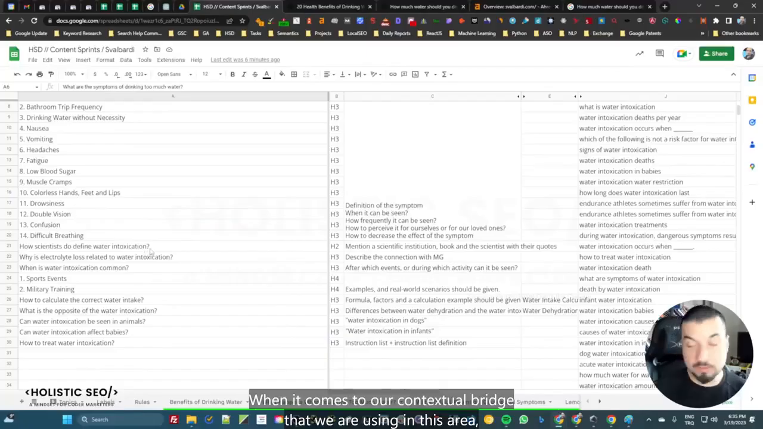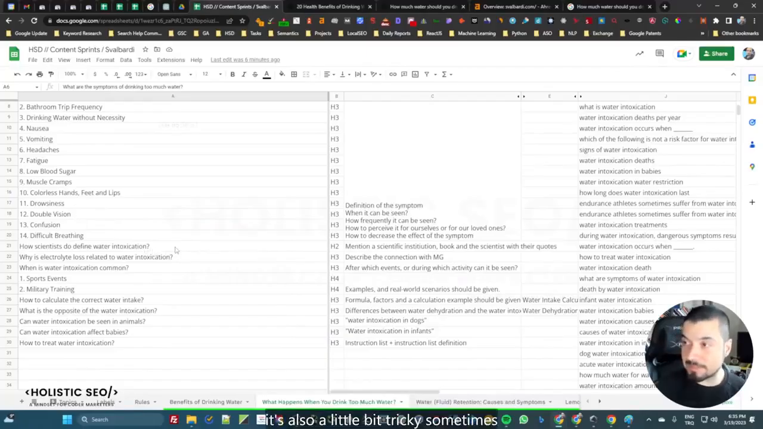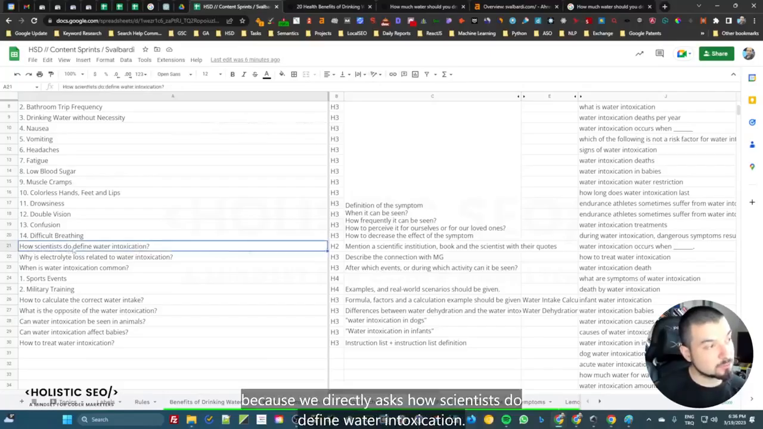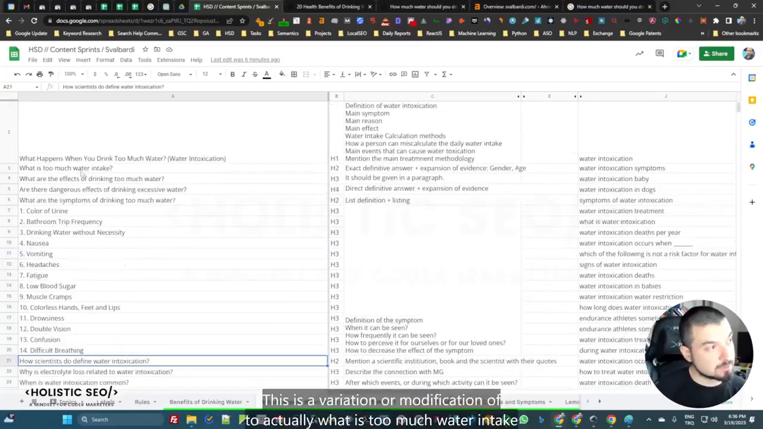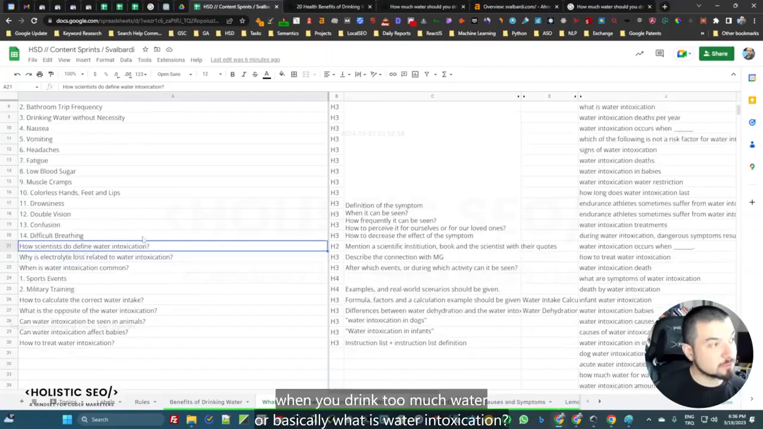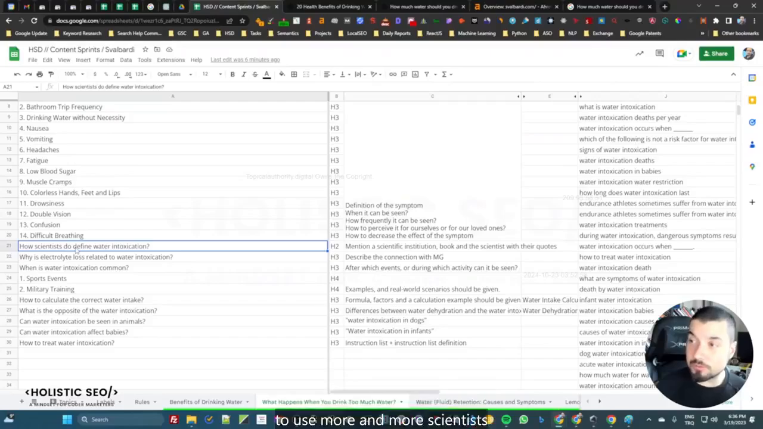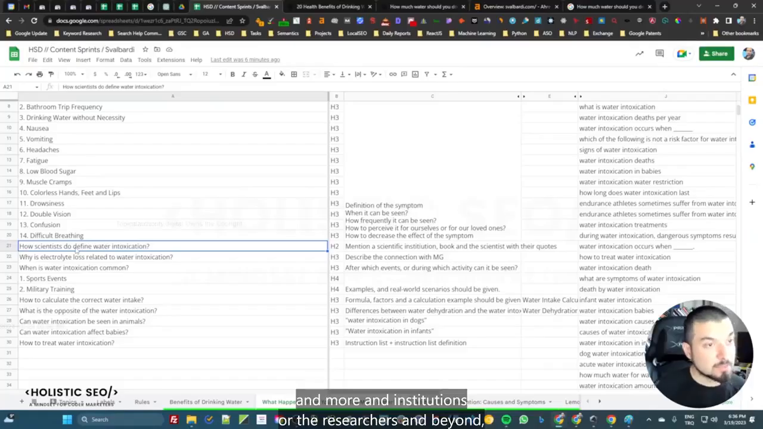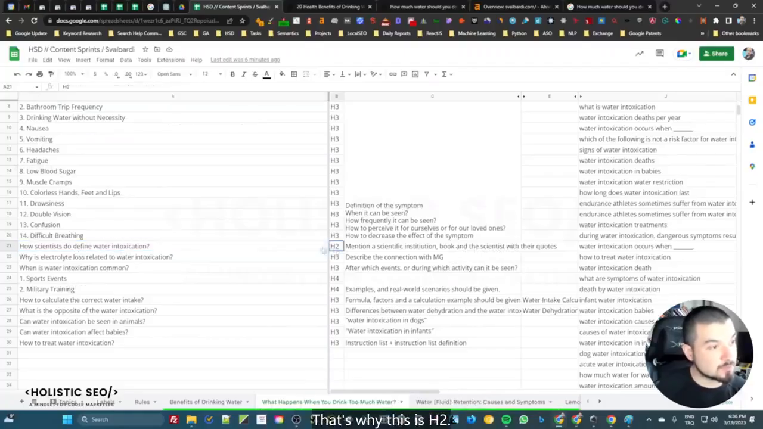When it comes to our contextual bridge that we are using in this area, it's also a little bit tricky sometimes, because we directly ask how scientists define water intoxication. This is a variation or modification of the actual question: what is too much water intake, or what happens when you drink too much water, or basically what is water intoxication? We ask this question like that because I want to force my author to use more and more scientists and more institutions or researchers. And beyond managing the authors to give more expert-level content, we also want to create a kind of transition area. That's why this is H2.